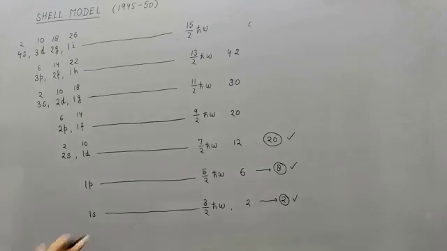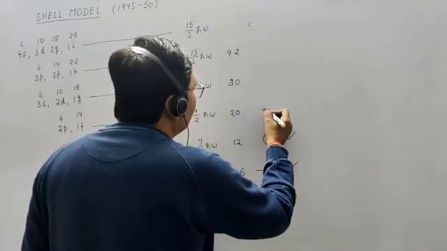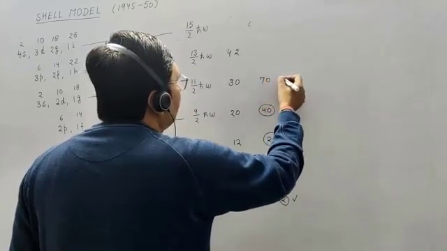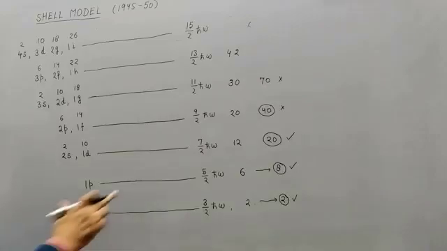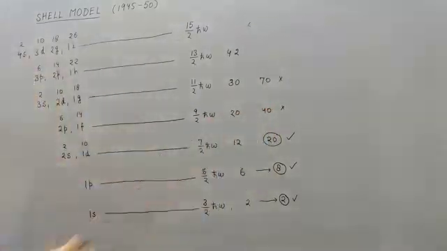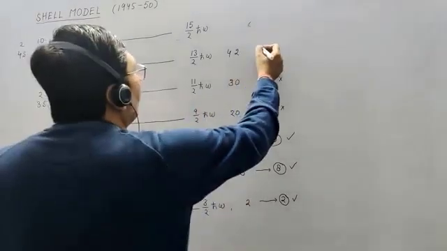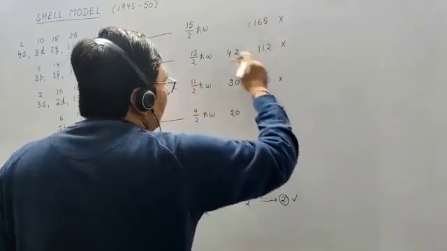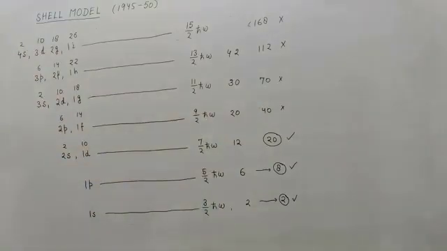Next will be 40, which is not a magic number. Next is 70, then 112, 168. These are not magic numbers. So with the help of this harmonic potential inside the nuclei, one can obtain only the first 3 magic numbers, 2, 8 and 20.